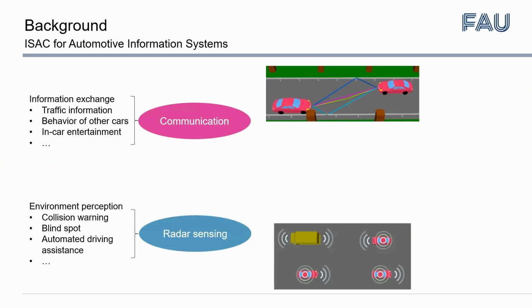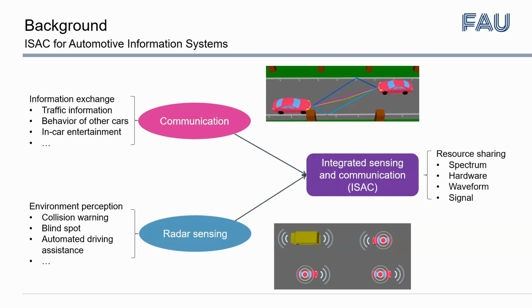Vehicular information systems play a critical role in the development of intelligent transportation systems and autonomous driving. They rely on vehicular communications for data exchange and automotive radar sensing for environment perception. The idea of integrated sensing and communication has gained a lot of attention these years, since it allows them to share the same resource and thus avoid interference, improve efficiency, and reduce costs.